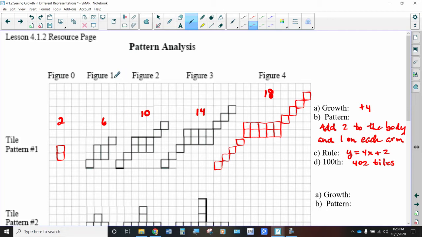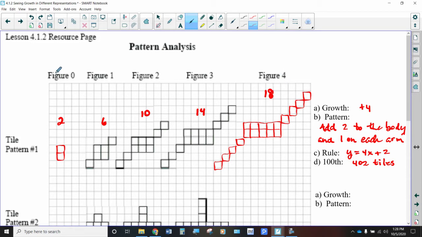Because for every figure number, if you take this number and multiply it times 4, you get 4, then you add 2, you get 6. You take this figure number and multiply it times 4, you get 8, plus 2 is 10. Take this figure number, multiply it times 4, you get 12, plus 2 is 14. Sorry, I had a little whatever. Okay. And then figure 4 would have to have 18, since 4 times 4 is 16, plus 2 is 18.